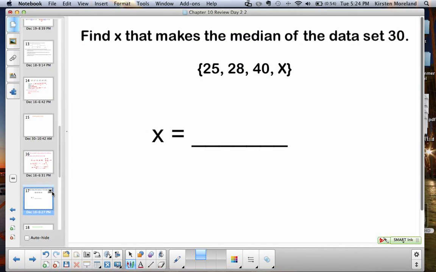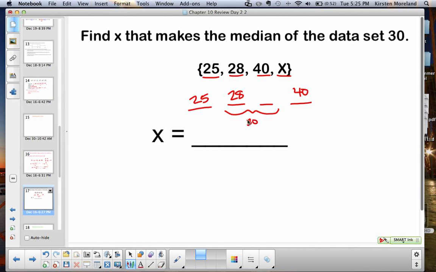Right, the last one I want you to do then is find x that makes the median of the data set 30. So, first step, you want to order your data. We know the median is going to occur between these two, so I'm going to put the biggest one here and the smallest one here. Our median is 30, which means 28 has to come first because it's smaller.